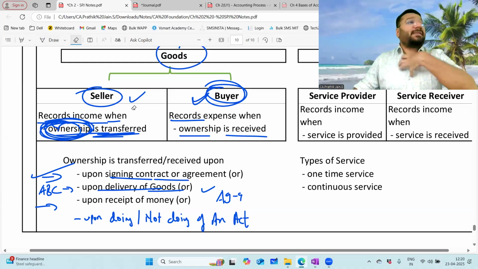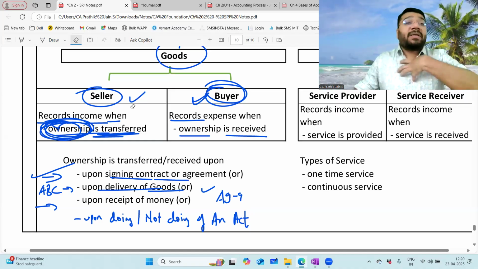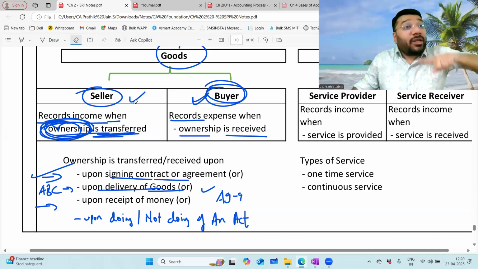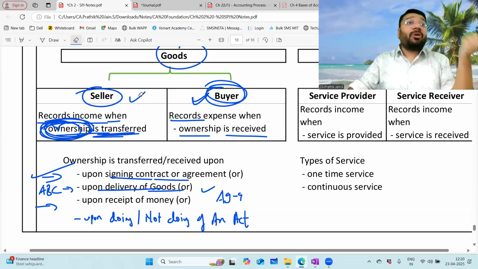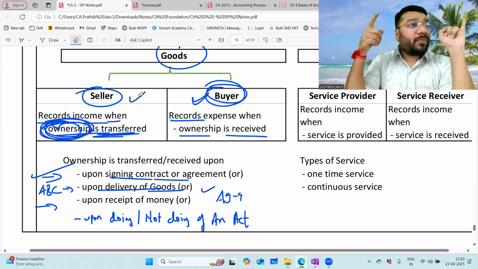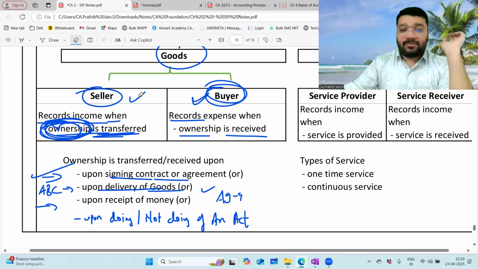So in the accrual basis, income is recorded when the income is earned, not received. I am a person who is selling the goods. So when should I record my income? When the ownership is transferred. Ownership will be transferred either because of delivery, or upon signing the contract, or upon receiving the money. Three options over. Fourth option.